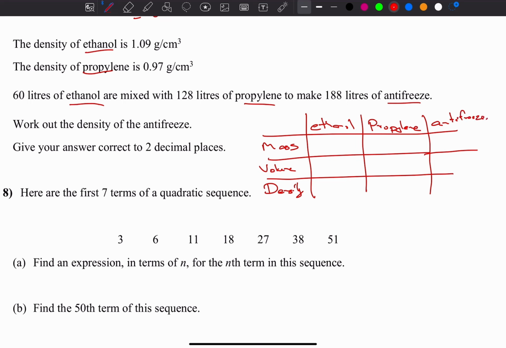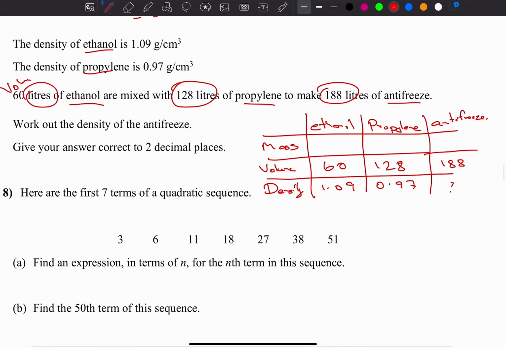Okay, so the density of ethanol is 1.09. Density of propylene is 0.97. 60 liters. Remember, liters is volume, yeah? So that's volume. So 60 of volume for ethanol. Propylene is 128 liters. That's volume as well. Equals the total, right? 60 add 128, 188. They already told you that as well. Okay. So they want density of antifreeze.